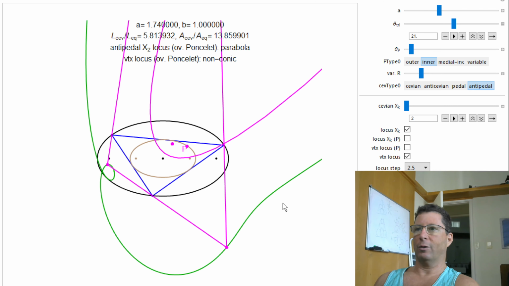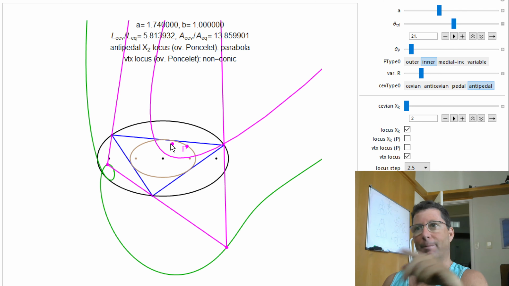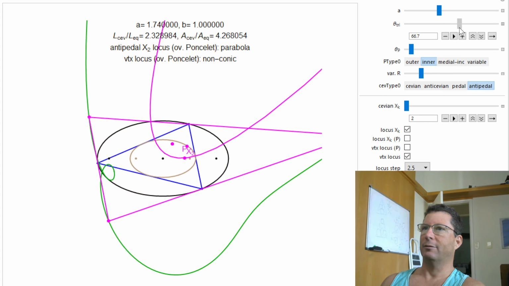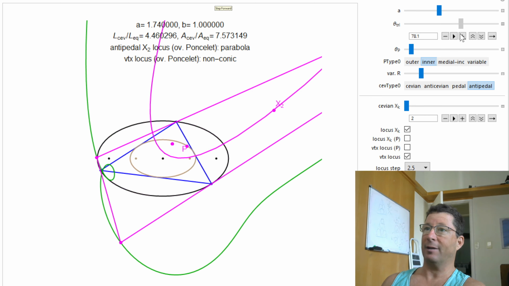We saw before that the locus of the vertices is something complicated, but what this is telling me is that the locus of my antipedal x2 remains a parabola if I'm on the Steiner inellipse of this family. That's quite incredible. So this locus is still a parabola. This is unique to this antipedal family.